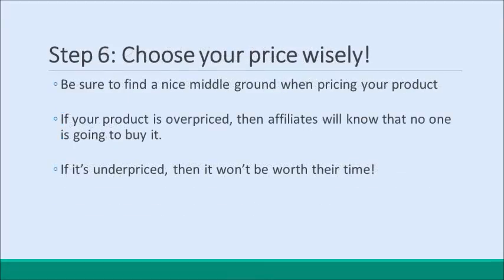Step 6. Choose your price wisely. Just as you need to offer a high commission, you also need to think of the retail price of your product, too. If your product is overpriced, then affiliates will know that no one is going to buy it. If it's underpriced, then it won't be worth their time.